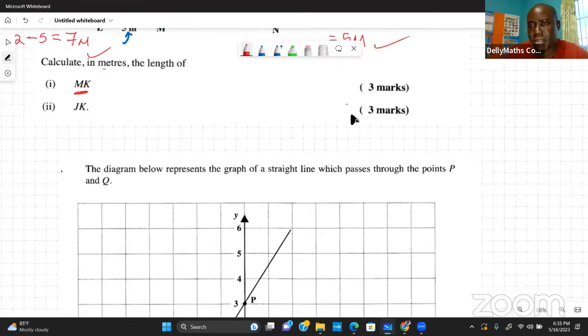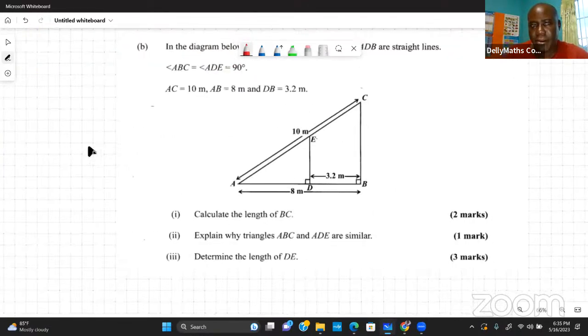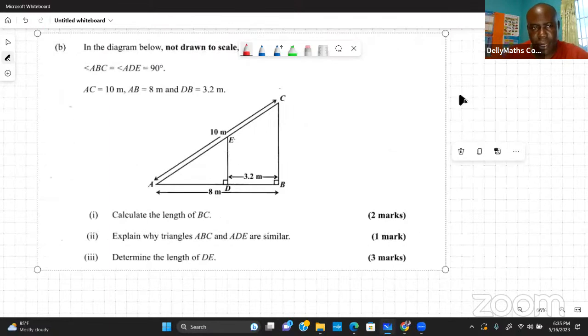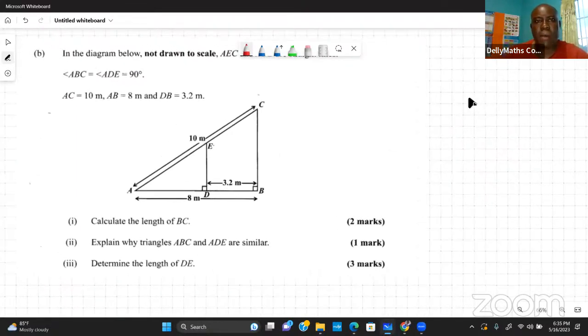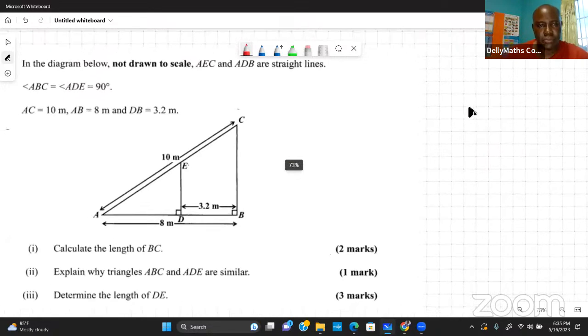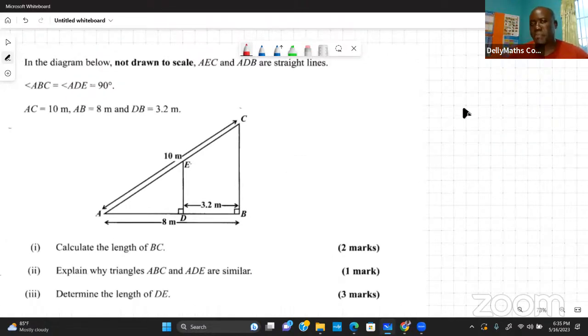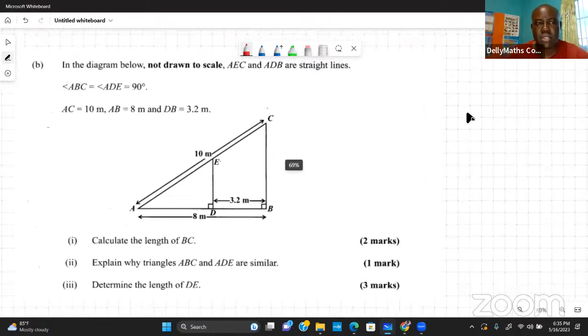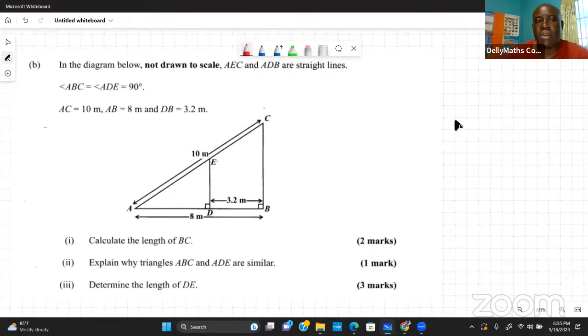Oh, I think I have a nice thing that I haven't seen in a while right here. So, all right. This one here is a similar triangle, right? They could send this instead of the one that we just saw. So it says in the diagram below, not drawn to scale, AEC and ADB are straight lines. All right, so you're looking at ABC and you're looking at everything that they're saying. All the angles and the measurements that you're looking at are on the diagram.